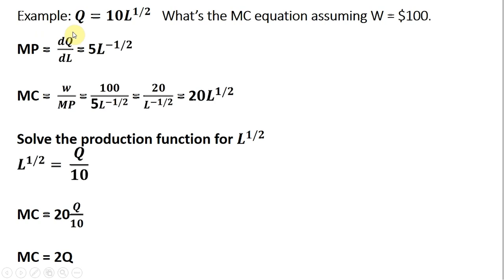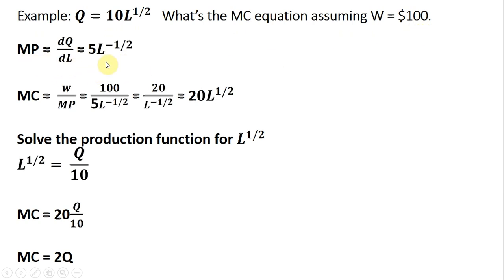So here's a numerical example. The firm's short-run production function is given as Q equals 10 times the square root of labor. We want to find the firm's marginal cost equation at a wage of $100. First, we'll get marginal product.